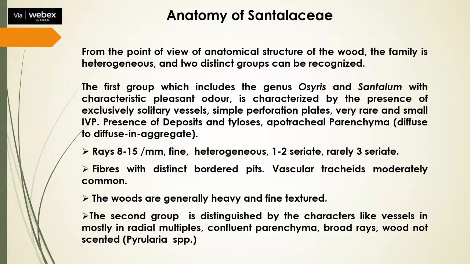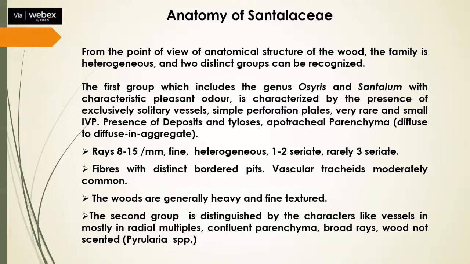Then the fibers are with distinct bordered pits. Vascular tracheids are moderately common. The woods are generally heavy and fine textured. This is regarding the first group, that is Osyris and Santalum.